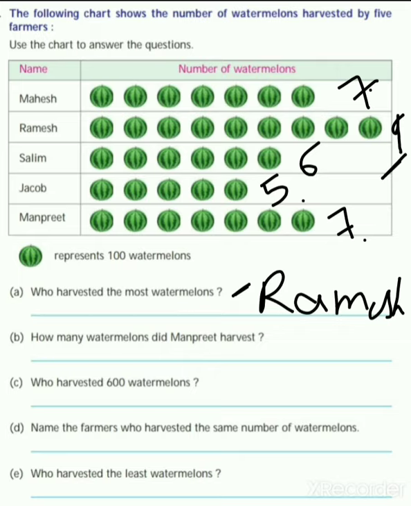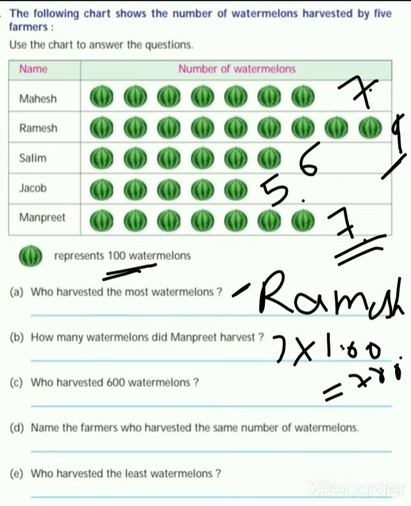Okay. Now second question. How many watermelons did Manpreet harvest? Manpreet, here the number is 7. So how many watermelons did Manpreet harvest? What does one watermelon represent? 100 watermelons. So 7 into 100. Okay, so our answer is 700. Clear? So the number of watermelons harvested by Manpreet is 700.